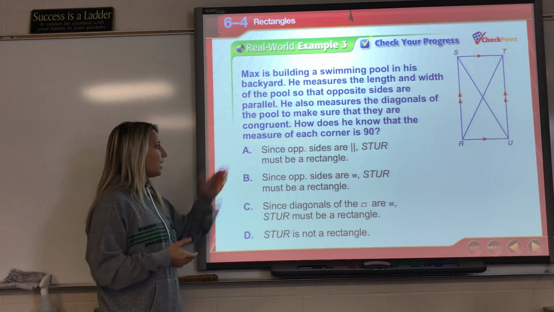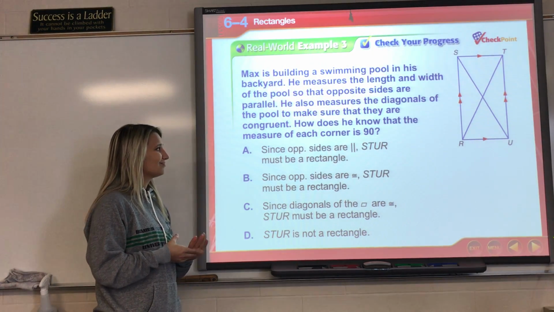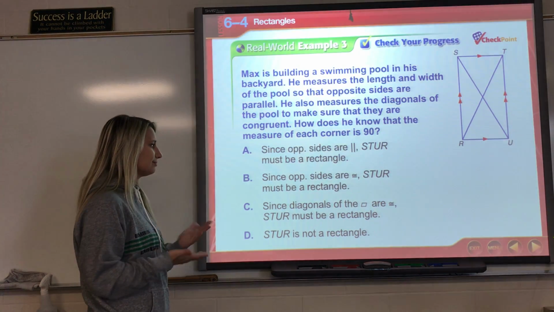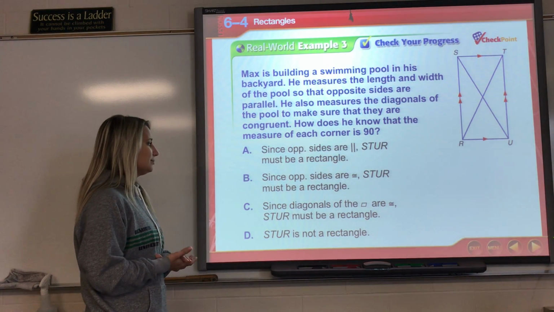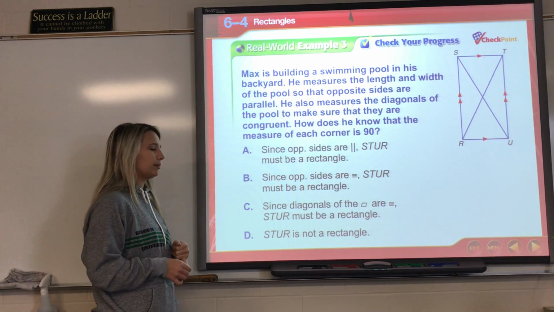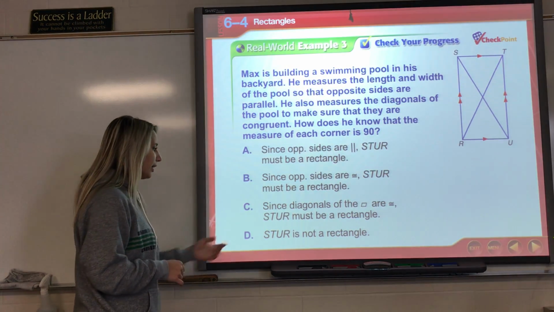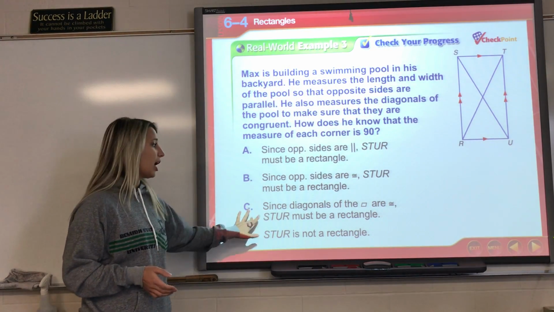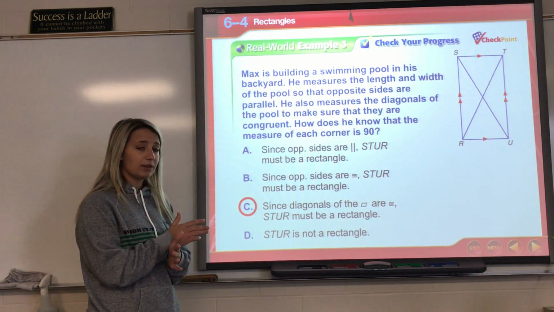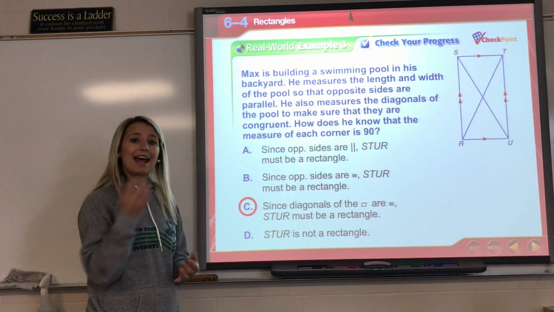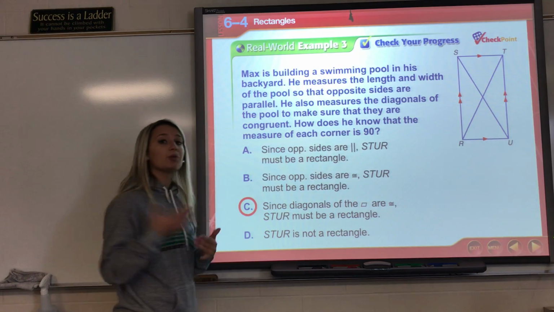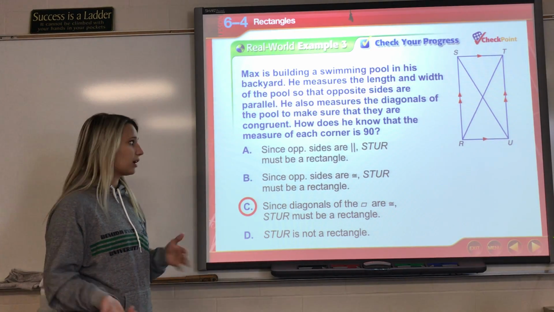All right, so we know the opposite sides are parallel. Got to know more than that. The opposite sides are congruent. Got to know that. Since the diagonals of the parallelogram are congruent, then it must be a rectangle. We're going to go with option C here, because we know that the diagonals of the parallelogram are congruent, and that's that theorem that we were just using. We need to know that it's a parallelogram, but then we also need to know that the diagonals are congruent as well.